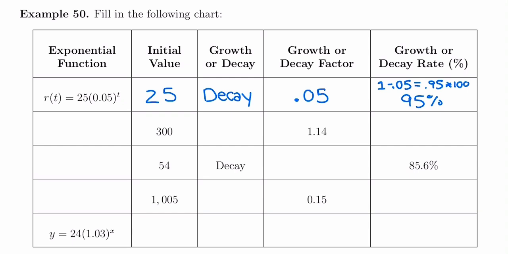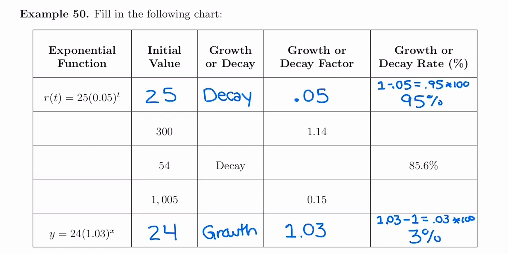Looking at the last one is the most similar to that one. So I'm going to go ahead and drop down here where the initial amount is 24. And since A is bigger than 1, it's 1.03. This is growth. The factor is whatever's right in the formula for us. And we're going to figure out how much bigger than 1 this is. So we're going to subtract 1 from it. It's 0.03 times 100. This is gaining 3% every time we multiply by 1.03.